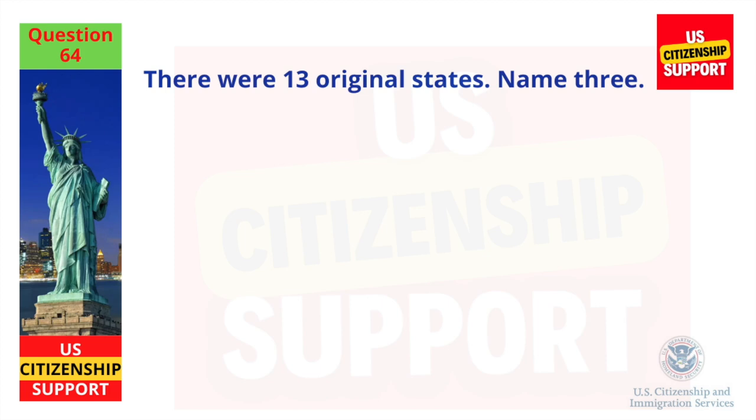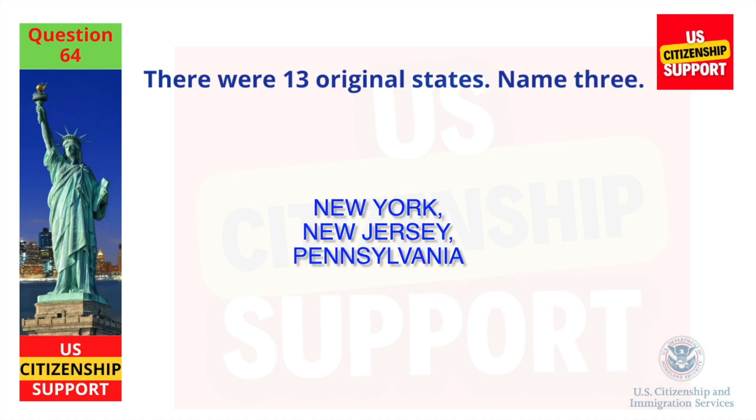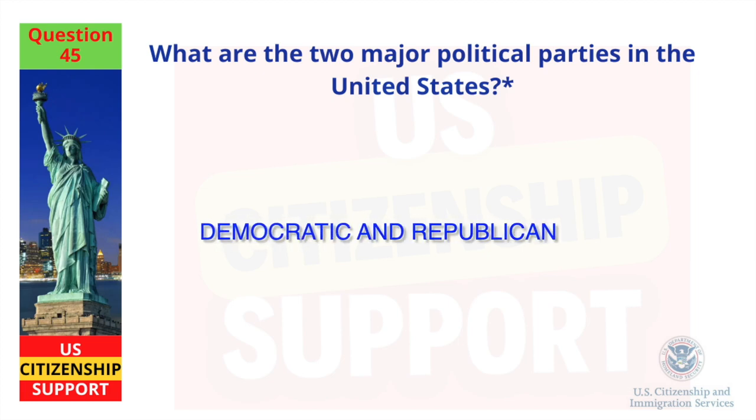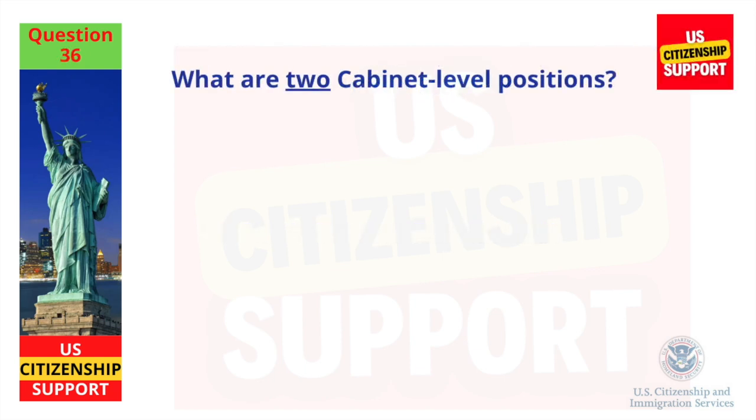There were 13 original states. Name 3. What are the two major political parties in the United States? What are two cabinet-level positions?